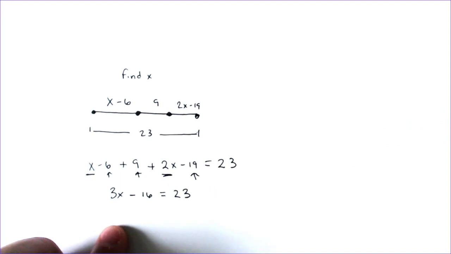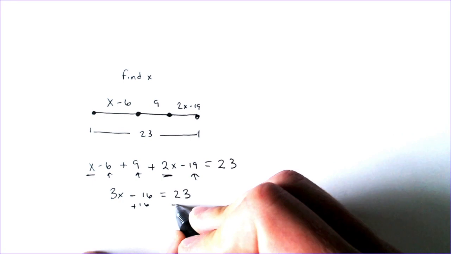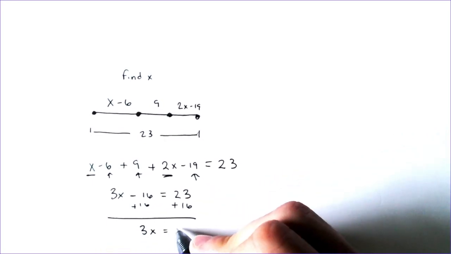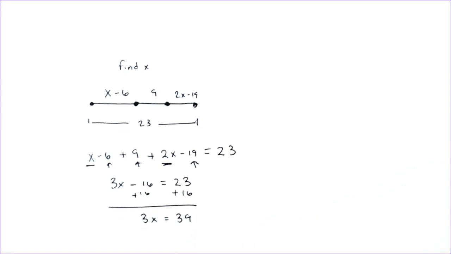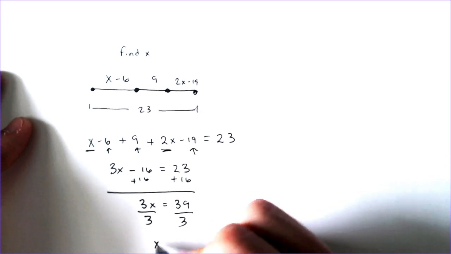Now it looks a little bit easier to solve because we've combined all our like terms. I'm going to have to just add 16. And I'd get 3x is equal to 39. And when I divide by 3, I get my answer as x equals 13.